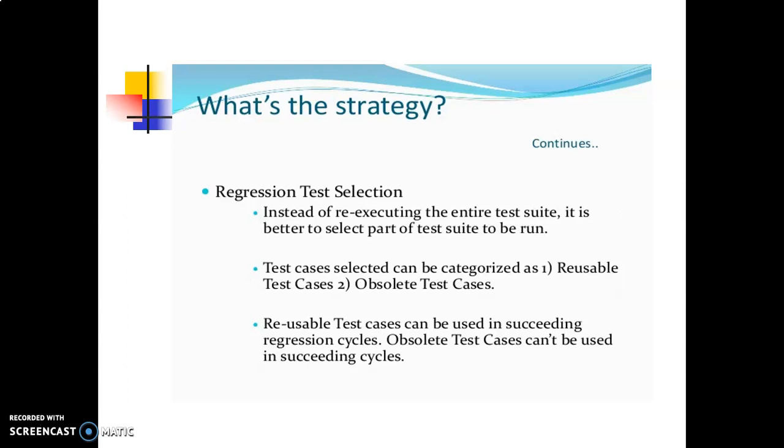Regression test selection means, first, instead of re-executing the entire test suite, it is better to select part of the test suite to be run. That is one of the advantages of regression test selection. Second, the test cases selected can be categorized as reusable test cases and obsolete test cases. Reusable test cases can be used in succeeding regression cycles, and obsolete test cases cannot be used in succeeding cycles.